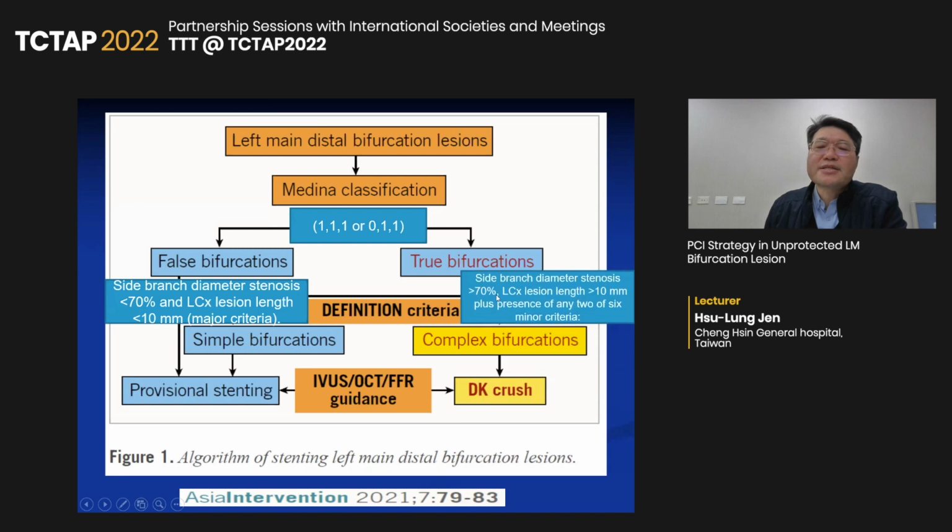But if the patient has a left main distal circumflex side branch diameter narrowing higher than 70% and lesion length longer than 10 millimeters, that is a major criterion, and with two minor criteria, then it's a complex bifurcation. Maybe we can use the DK crush technique. But don't forget that for the left main procedure, we recommend IVUS guidance. It's a strong recommendation, and the guideline also recommends IVUS for the left main as a class 2A indication.